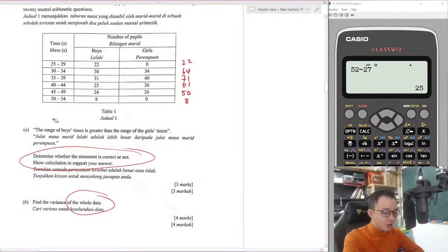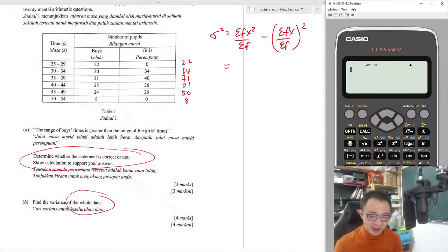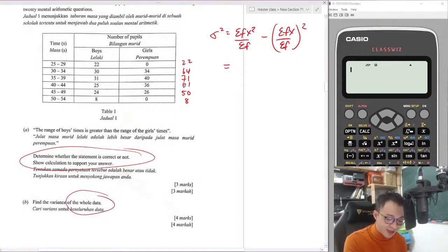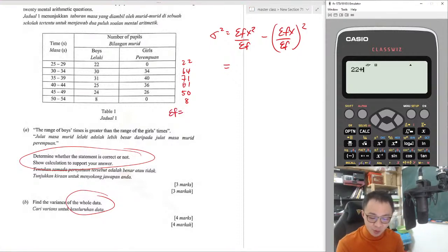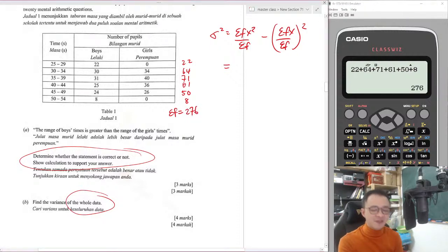Then you should know all the mid intervals for all the times here, because the variance formula is sum of fx squared over sum of f, minus sum of fx over sum of f, squared. So I add all the numbers first. I can find the sum of f here easily: 22 plus 64 plus 71 plus 61 plus 50 plus 8. It's 276.